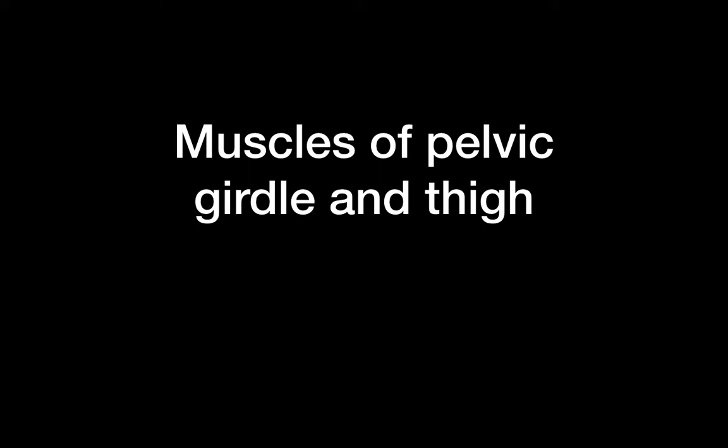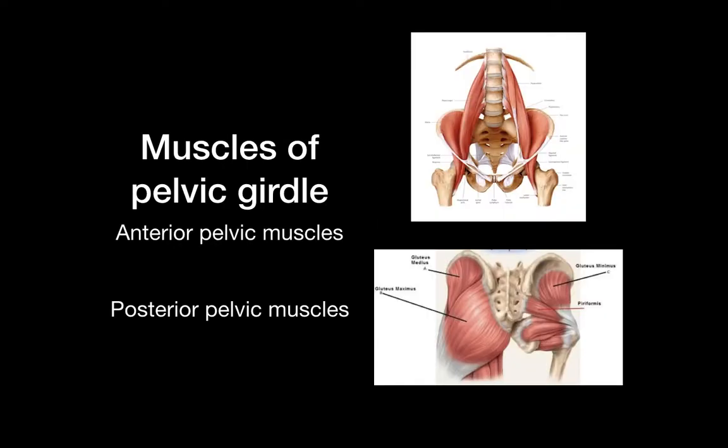Welcome to another video. In this video I'm going to talk about the muscles of the pelvic girdle and the thigh. So the muscles of the pelvic girdle pass from the pelvic girdle to the femur, as you see in these pictures. Muscles are classified according to their attachment to the femur. So for instance, you have the anterior pelvic muscles which attach to the lesser trochanter of the femur, and the posterior pelvic muscles which attach to the greater trochanter on the femur.